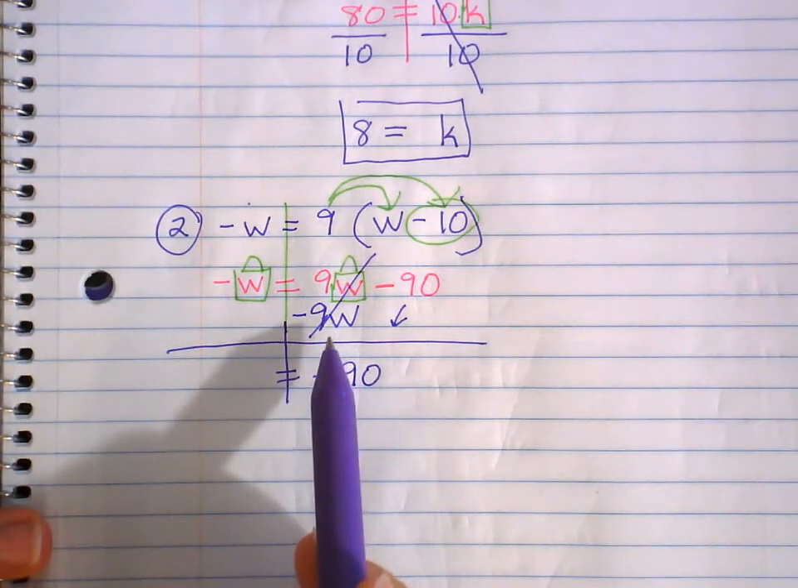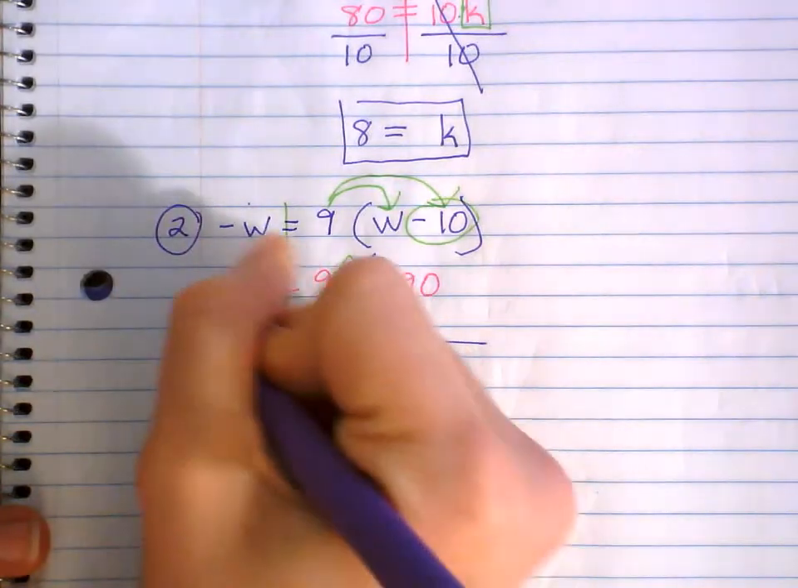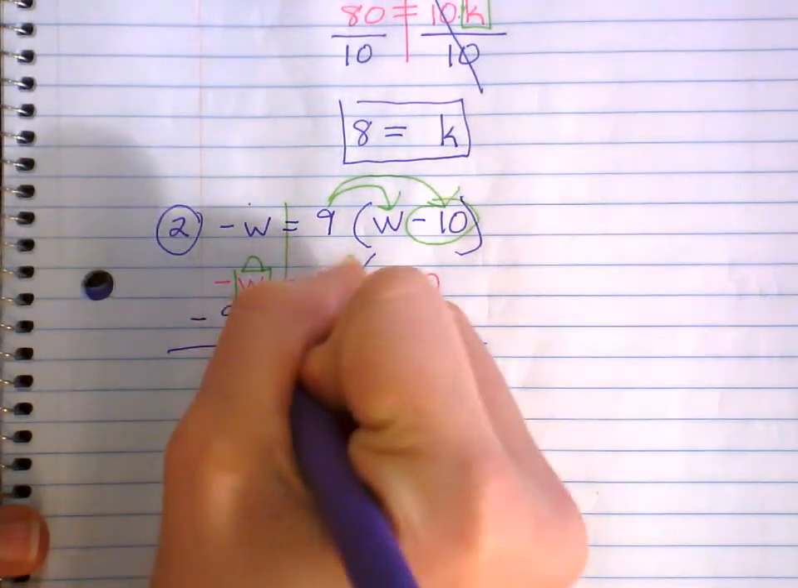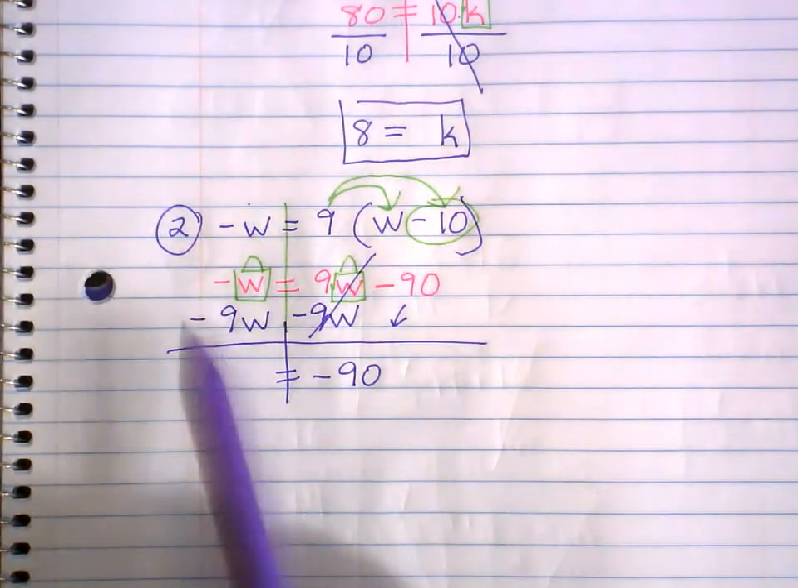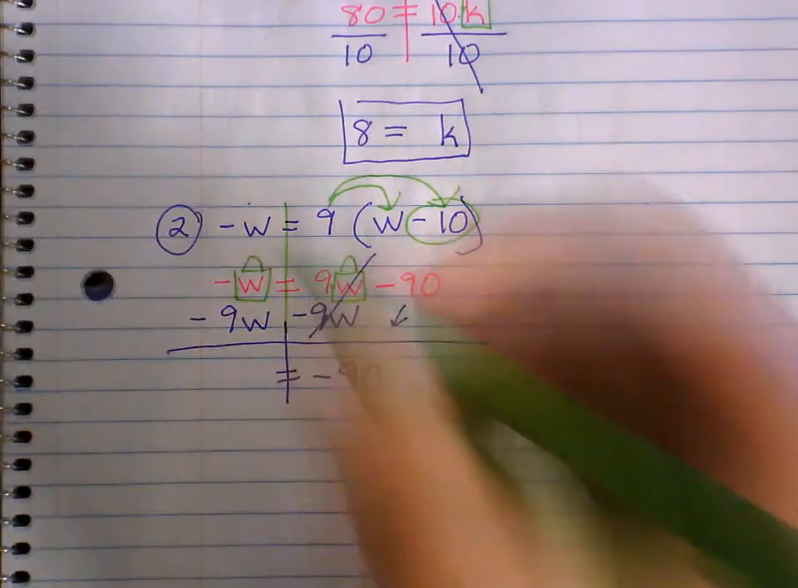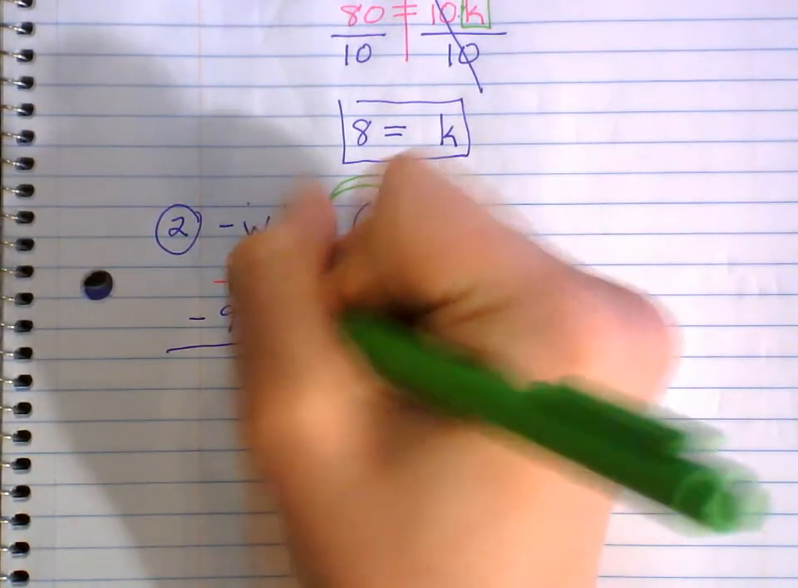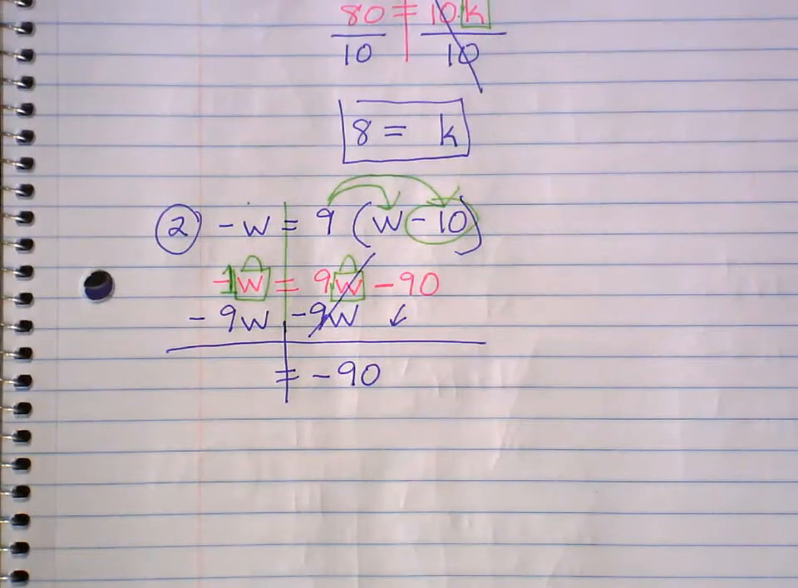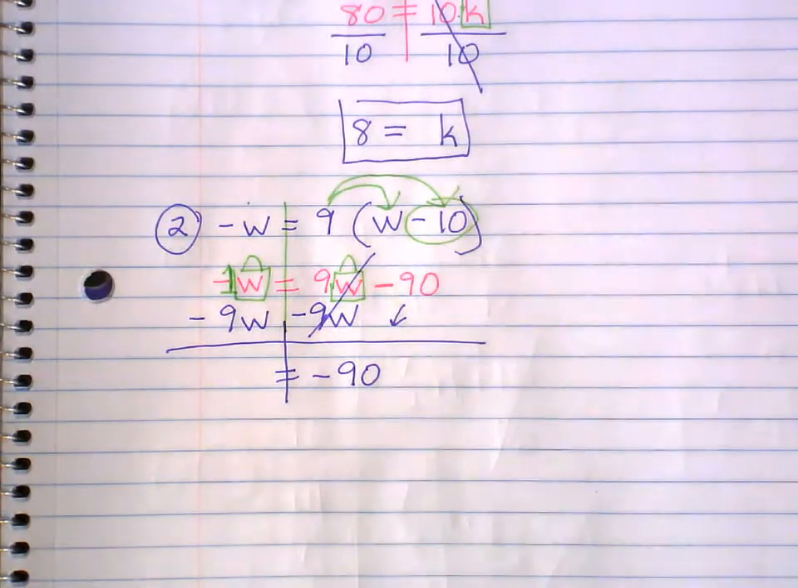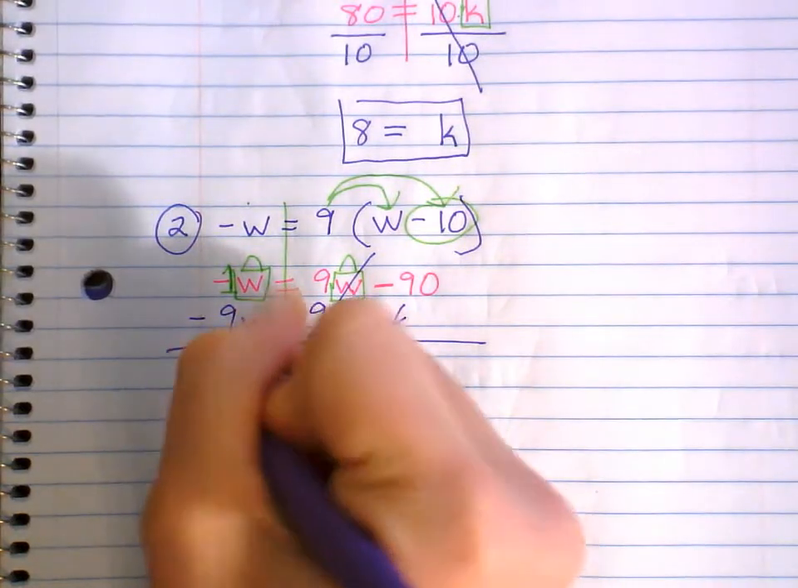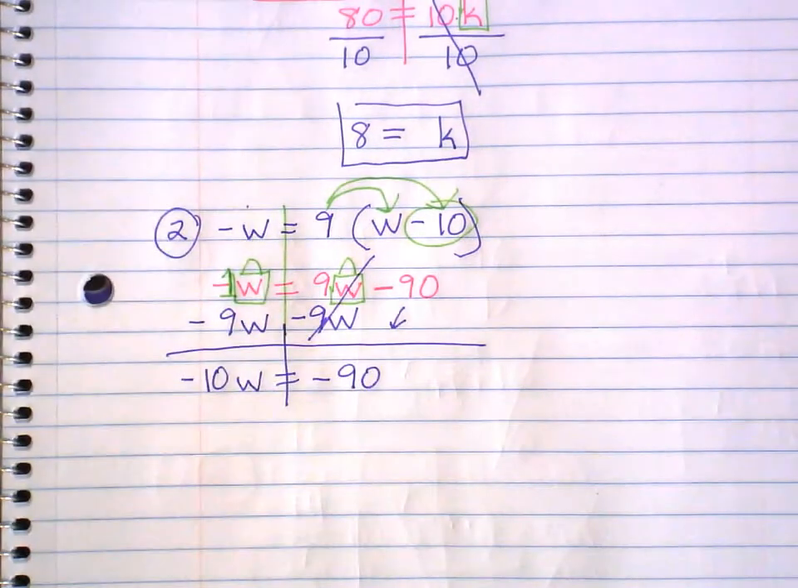We subtracted 9w from this side, so we have to do it to the other side. So guys, that's negative 1w. There's an invisible 1 in front of this. Negative 1w minus 9 more. Negative 1 minus 9 is negative 10w.